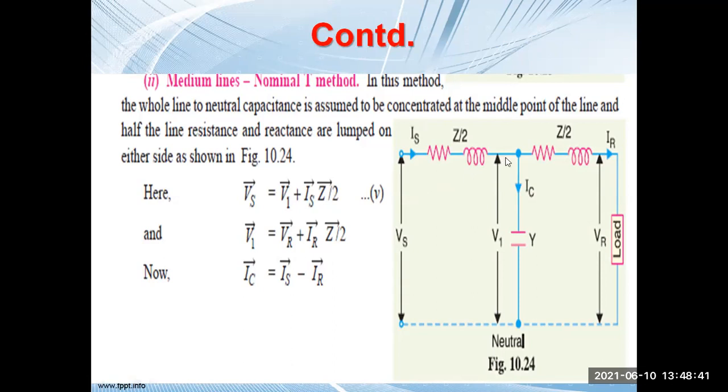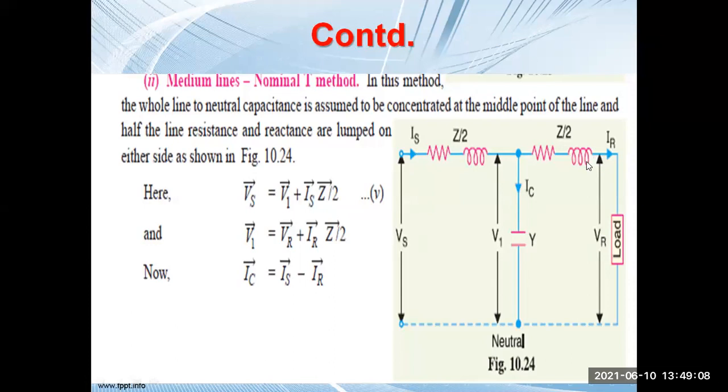Okay. So next is the nominal T method. You see, it is a T structure. I will not describe this circuit because you know it. This is your Vs, this is your Is, this is Vr, this is Ir, Z/2, and there is a C, that is Y. And the voltage across this is V1. Current through this Y is your IC. Okay, this is Is and this is your Ir.